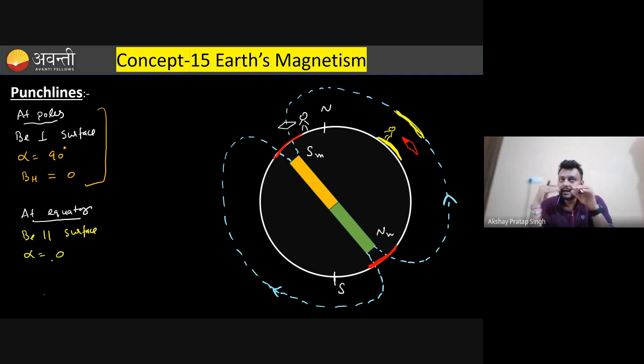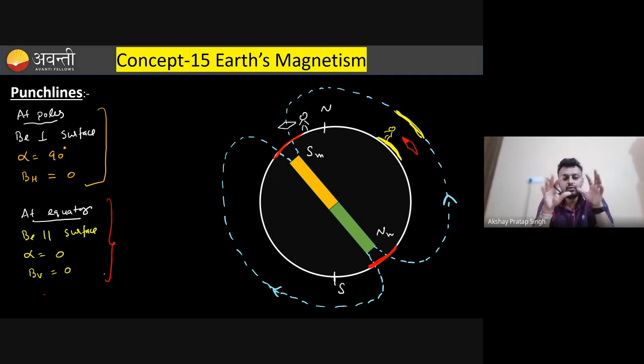And if the magnetic field is horizontal, that means there will be no vertical component, because a vector quantity in the x direction will have no component in the y direction. So that means the vertical component will be zero. These are the punchlines that you should remember.